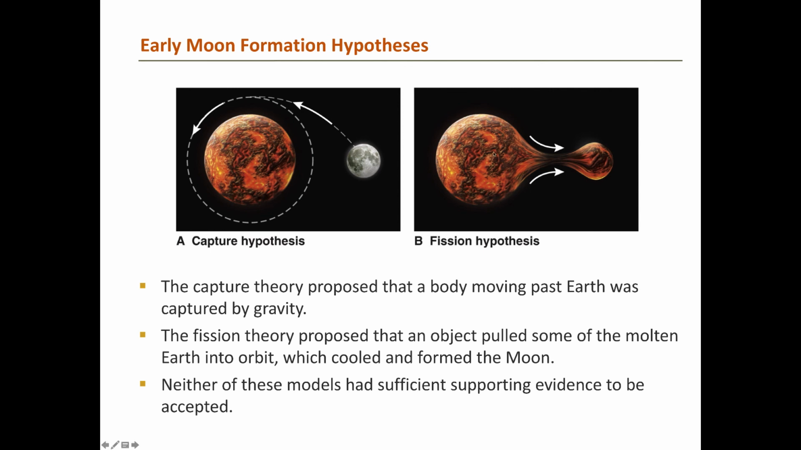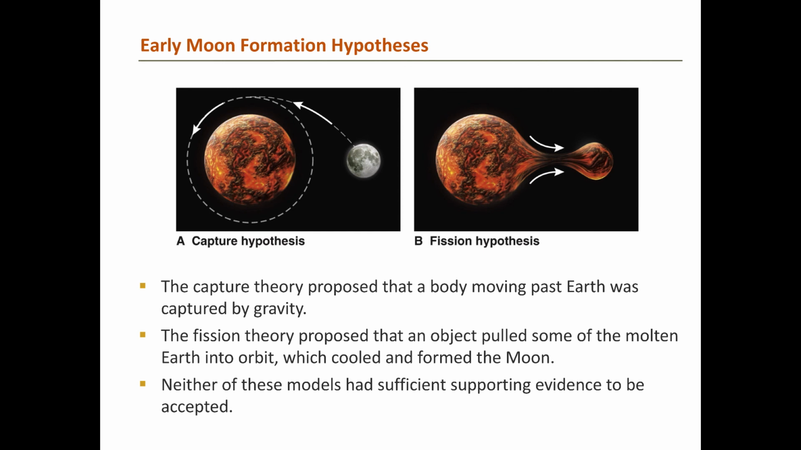Now, there's another one called the fission hypothesis, in which some object pulled some of this molten Earth into orbit, which cooled and formed the moon. But the problem with that is that the Earth was never a big ball of molten rock. That was never the case. It actually had a mostly solid form even from the very beginning. Yes, it was very hot and had to cool down. There was a lot of molten stuff, but you couldn't have pulled a big ball the size of the moon off of there like silly putty or something. So neither of these were very good.